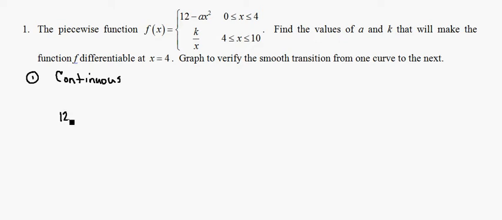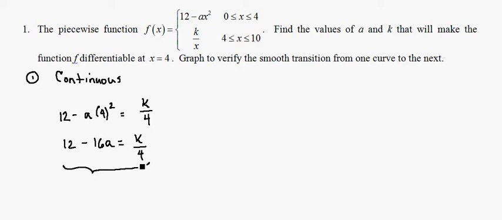So what we're going to simply do is set these equal at x equals 4. So for x equals 4, I'm going to substitute them in. Of course, I'm going to square 4, I'm going to get 16. So I'm going to have 12 minus 16a is equal to k divided by 4. Hopefully you've already discussed this, but if not, all this means is that any values of k and a that satisfy this equation will lead me to have this graph continuous.